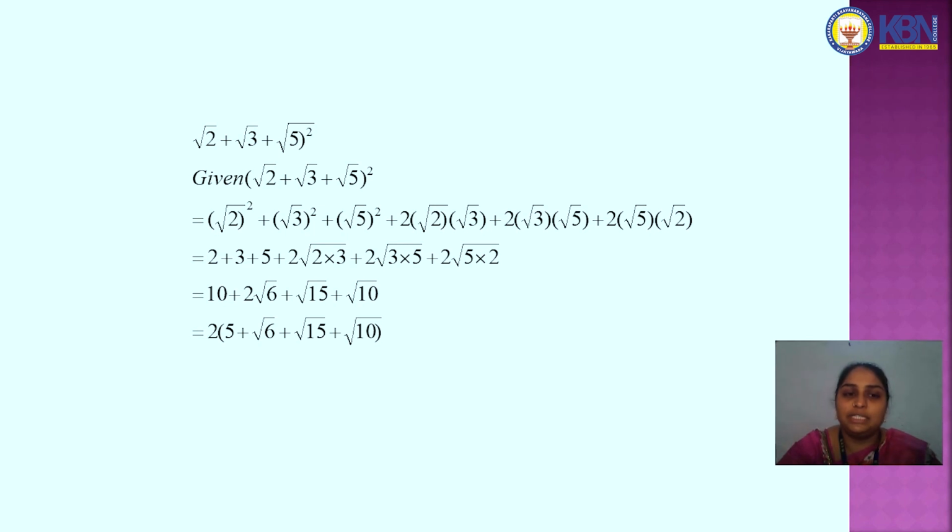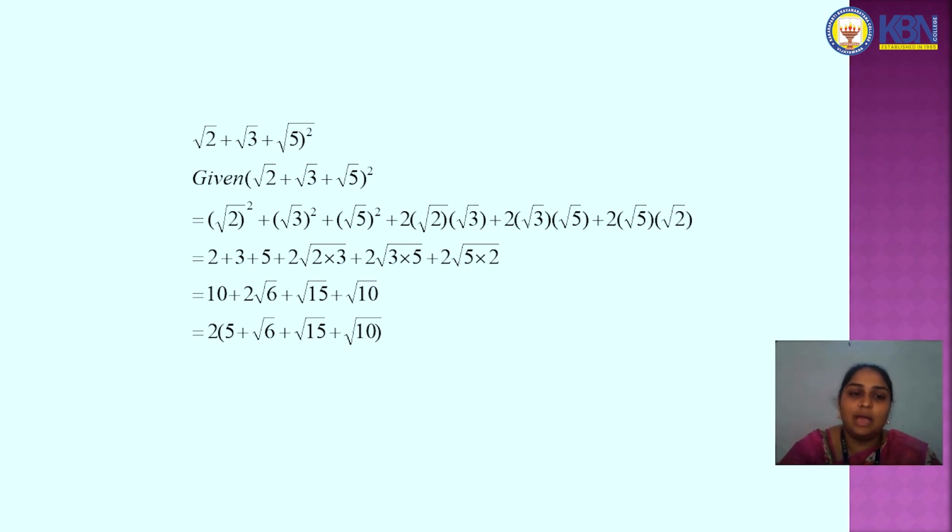Now substituting into that special product, we get first (square root of 2) whole square plus (square root of 3) whole square plus (square root of 5) whole square plus 2 into ab, that is 2 into root 2 into root 3, plus 2 into bc, that is 2 into root 3 into root 5, plus 2 into ca, that is 2 into root 5 into root 2. Here mainly we use two formulas: the first is n-th root of a power n, and the second is root a into root b, that is root ab.